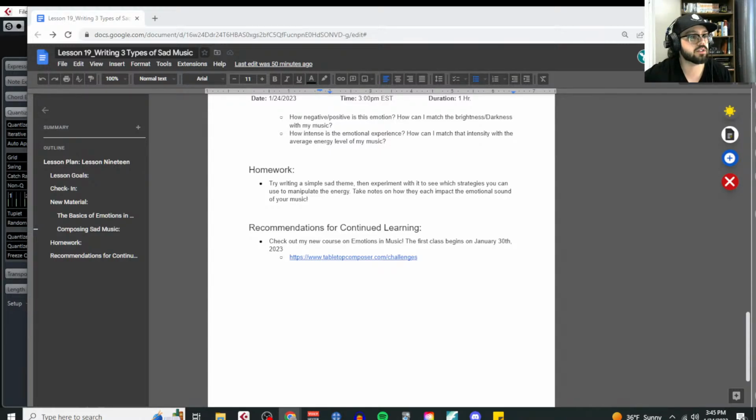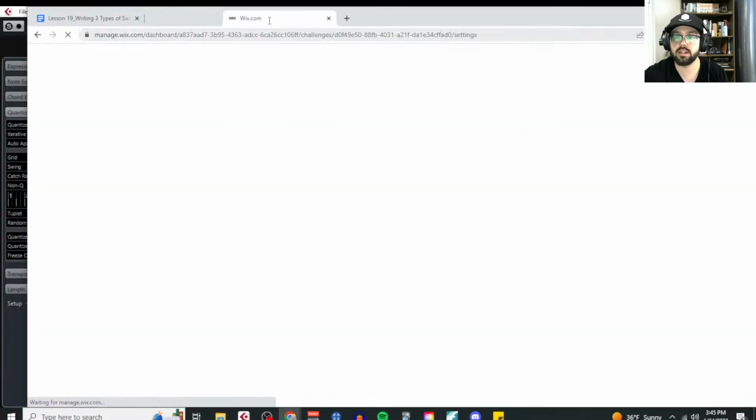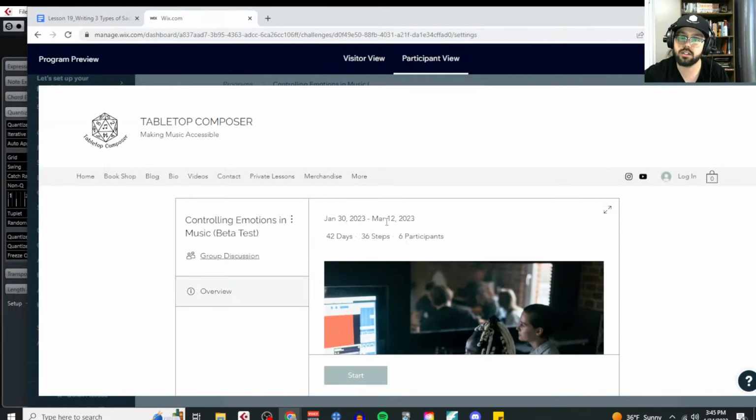Let's see here. All right, so this is not the view I wanted. Let's see here. Let's see, preview. Participant view. All right, so here is a view of what the class is looking like so far.